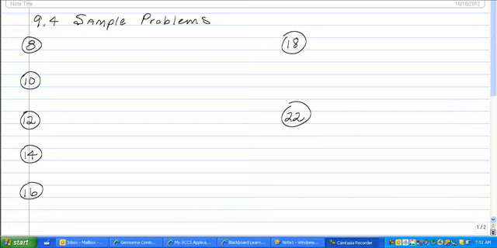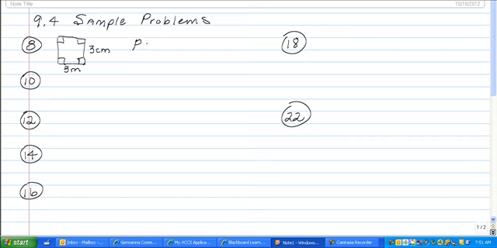Today, let's take a look at sample problems from section 9.4 in our textbook, and these start on page 484, starting with number 8. It says use the formula of this section to find the area of each figure, and use 3.14 as an approximation for pi. In the very first one, we have a square, and each of the sides measures 3 centimeters.